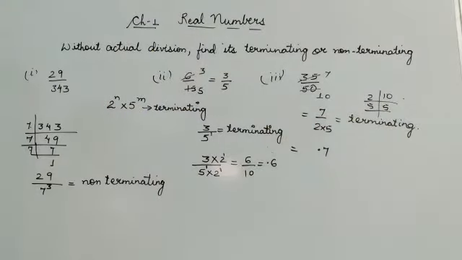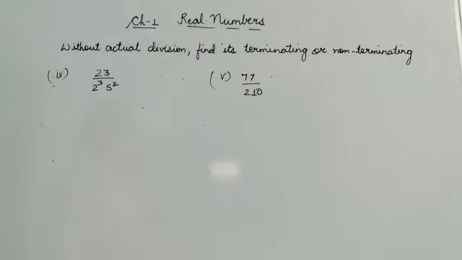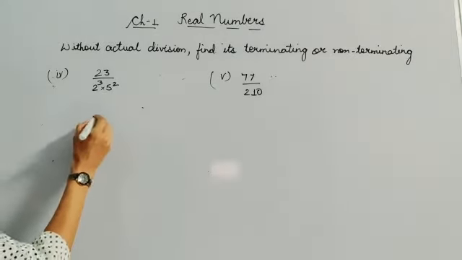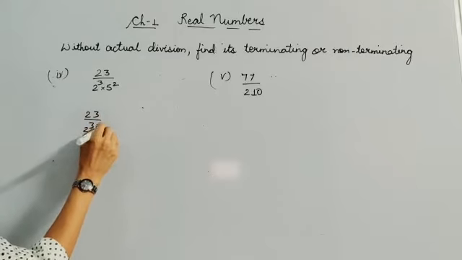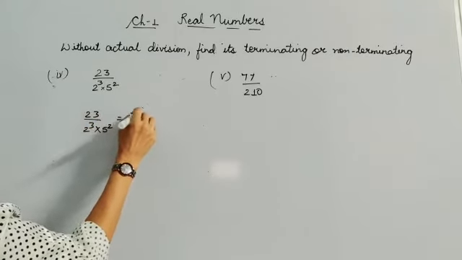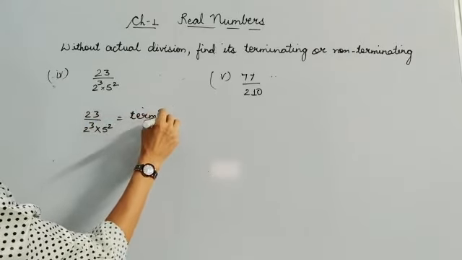Have a look. Let's see these two examples. Here I am given directly the prime factors. In the denominator I can see 2 and 5, so I can easily say that it is a terminating decimal. This is a terminating number.